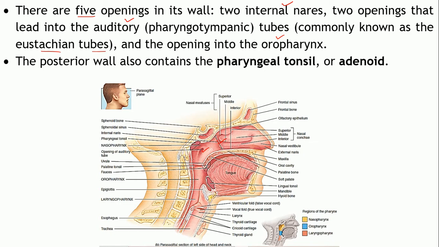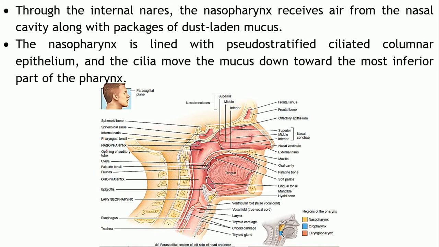Now, in the posterior wall of this nasopharynx lie the pharyngeal tonsils, also known as adenoids. These are present in the posterior wall of the nasopharynx. This part receives the air which is being breathed in, which has entered your nasal cavity, and it will enter further into the nasopharynx.